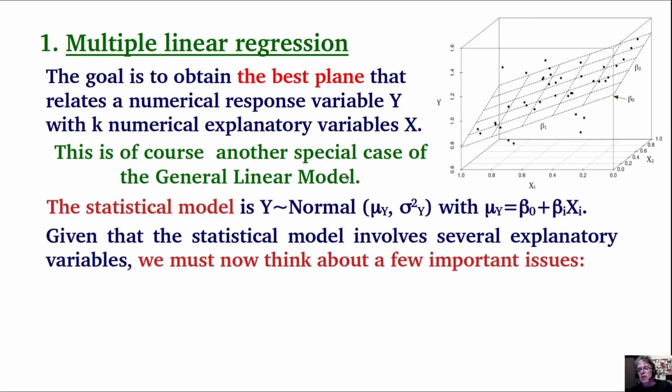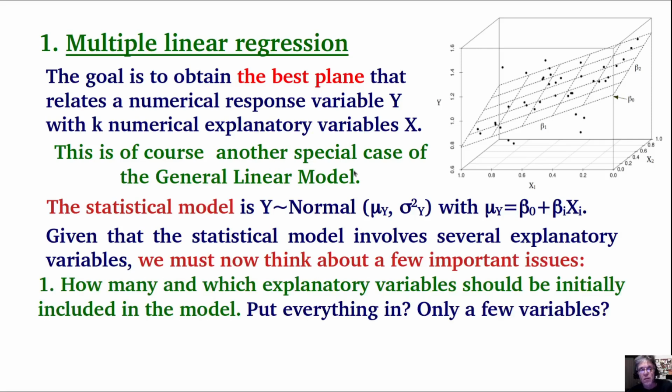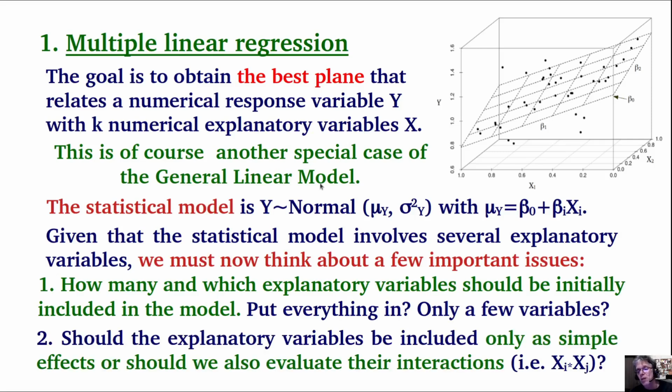So, given that the model now involves several explanatory variables, we must now think about a few important issues. First of all, how many and which explanatory variables should we include in the model? Should we include everything, including the kitchen sink, or should we include a few variables related to specific hypotheses that we have? I would strongly suggest the latter, but of course the choice is yours. Should explanatory variables be included only as simple effects, or should they be included as interactions? Interactions are, brutally and simply, the product of two numerical explanatory variables.